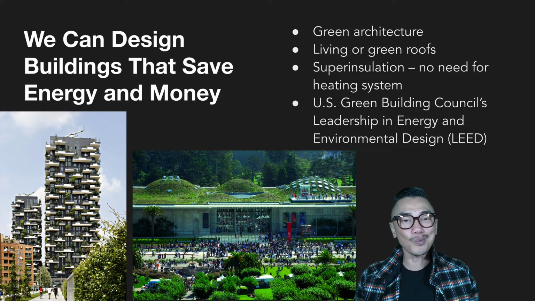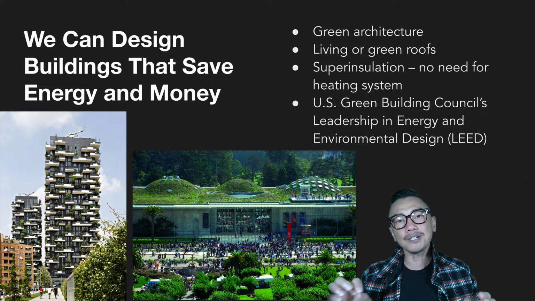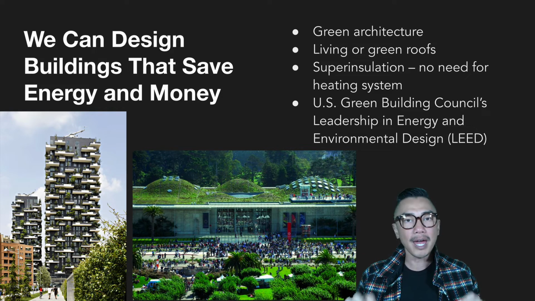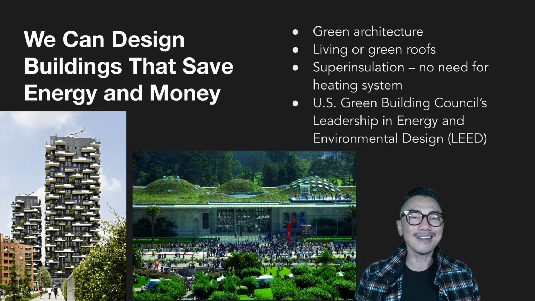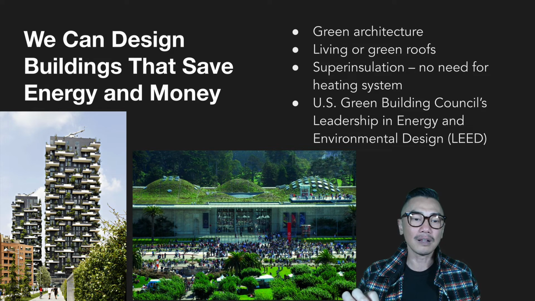We can design our buildings in a way that reduces energy waste and saves money. Green architecture is a way of building that helps reduce the negative effects on climate and the environment, all through sustainable design, construction, and operation. Living or green roofs, like the one on the Academy of Sciences in Golden Gate Park, last longer and improve insulation. Super insulation uses much higher levels of insulation and air tightness in building, and can prevent the need for a heating system at all.